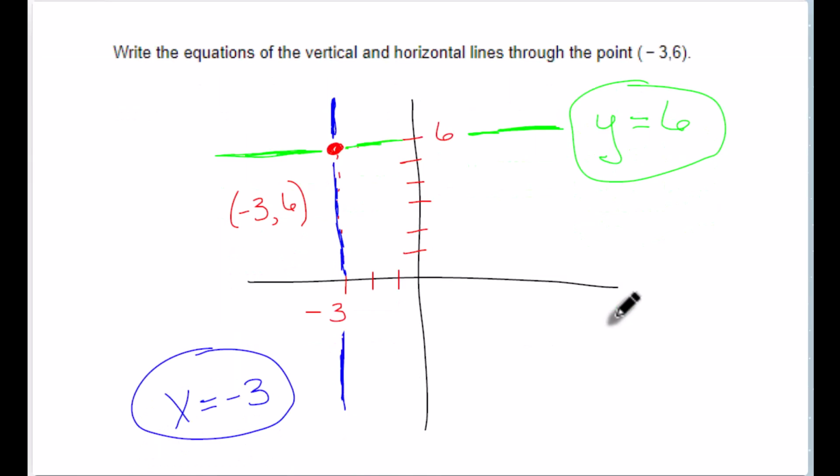Let's see, in this problem, they want me to figure out the horizontal and vertical lines that go through the point -3, 6. All right, well, if it's horizontal, that's perfectly flat. That has a slope of 0, and it looks like y equals a number. And the number is the y value. All right, so here's my point, -3 and 6. So, well, what's my vertical line? Well, vertical lines look like x equals a number, and that's just the x coordinate, which is -3.